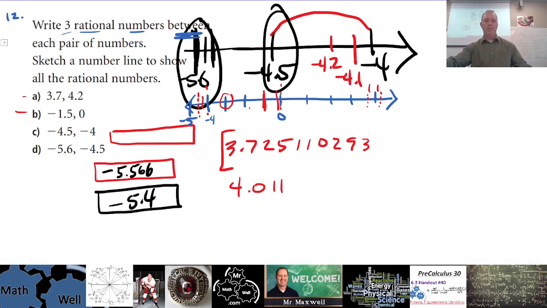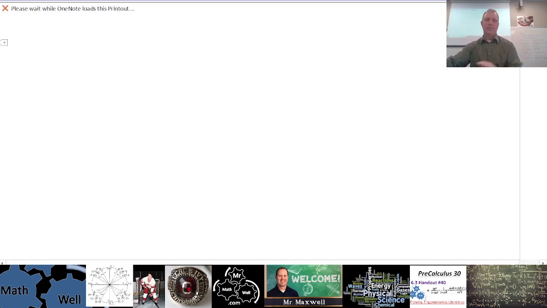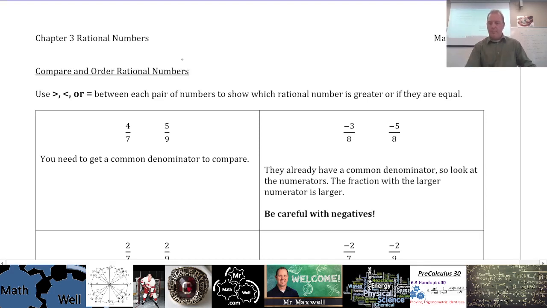Let's go to the next page of notes here. Okay, compare and order rational numbers. You guys have seen this notation before, correct? Right? So this is greater than, this is less than, this is equal to. So I'm not sure how you remember what symbol is what. This is what my teacher told me in elementary school. I still remember this. It doesn't help you remember which is greater than or less than. I'll get to that in a second.